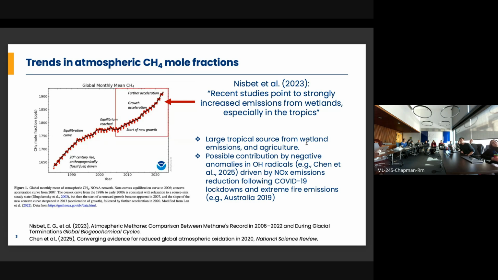But there are a lot of studies that suggest that OH might be playing a role. Could be, for instance, that the COVID-19 lockdowns led to extreme reduction in NOx emissions, which led to changes in OH, or the extreme fires in Australia that led to OH anomalies at the hemispheric scale. There are papers almost every week on the subject, but sometimes the chemistry is not really well understood.